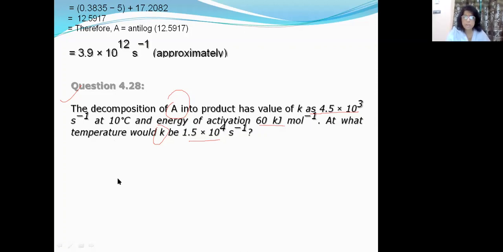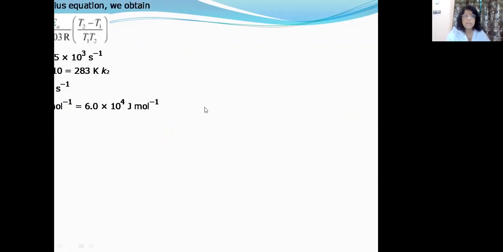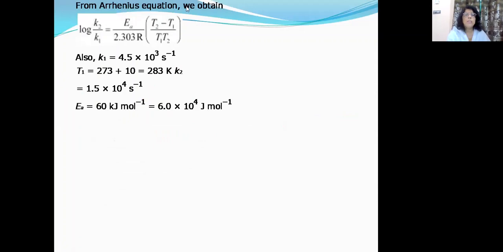From the Arrhenius equation, we can write log K2 upon K1 is equal to EA over 2.303 R into T2 minus T1 upon T1 T2. From here, where did this value come from? It can be seen by converting the Arrhenius equation itself. Log K is equal to what?